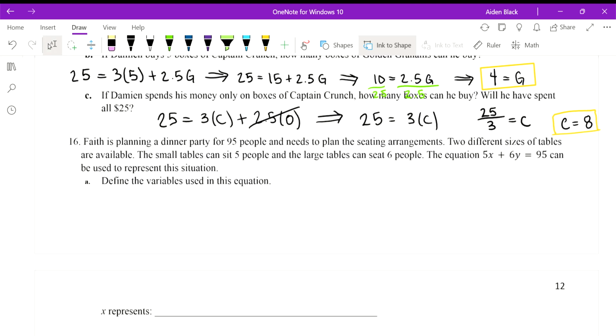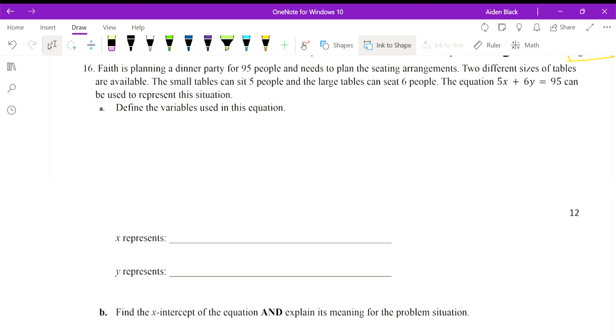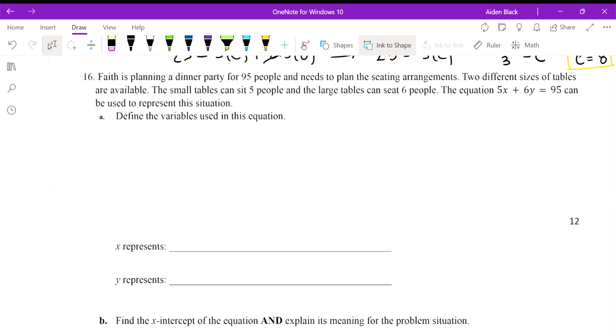Faith is planning a dinner party for 95 people and needs to plan a seating arrangement. 2 different sizes of tables are available. The small tables can sit 5 people and the large tables can sit 6 people. They show the equation there. Find the variables used in this equation. So, small tables fit 5 people, so x represents small tables. And y represents large tables.